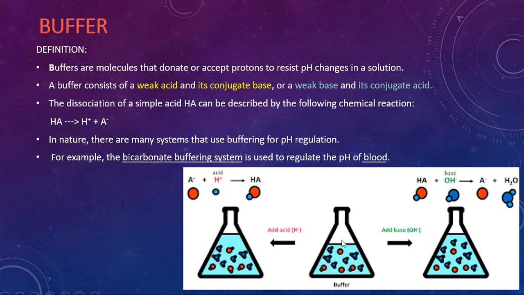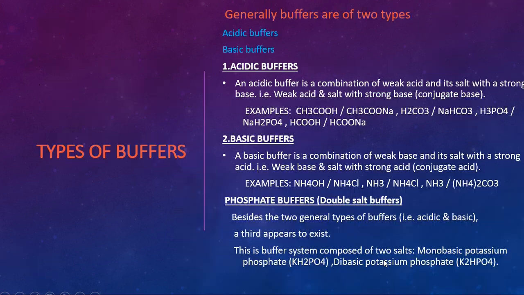And so what is the main function of this buffer? To resist the pH changes in a solution, either by donating or by accepting. In nature, there are many systems that use buffering for pH regulation. This buffering system plays an important role in nature as well as in laboratory settings. In nature, they offer protection to living organisms, while in labs they are used to create an environment with a stable pH. The best example of a buffering system is the bicarbonate buffering system, which is used to regulate the pH of our blood.